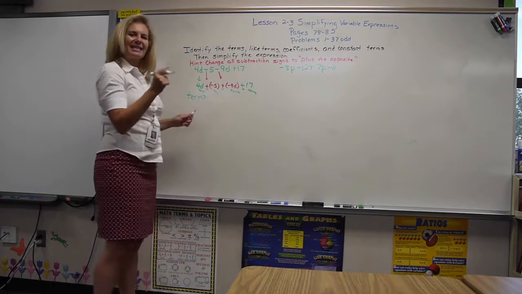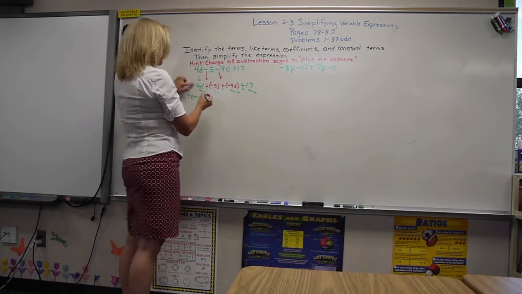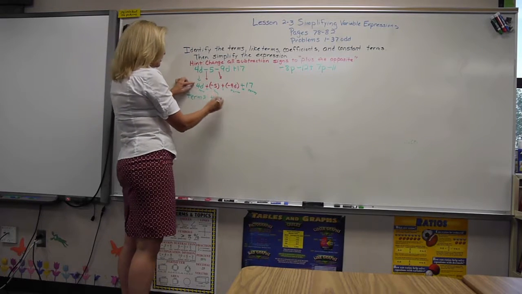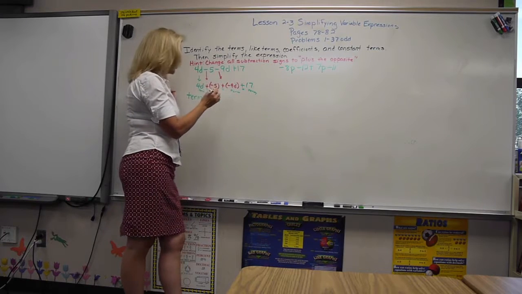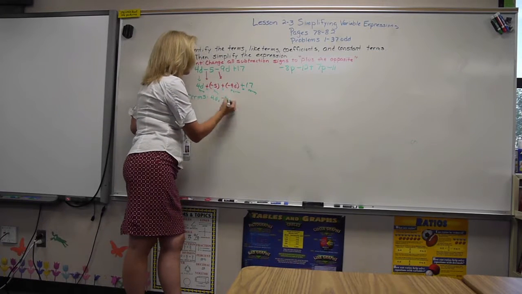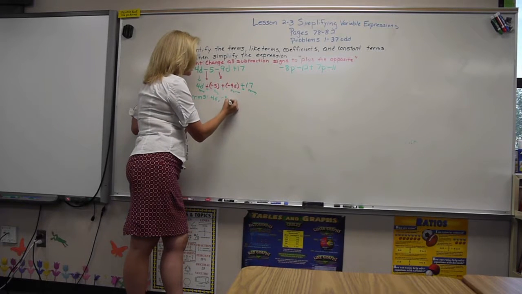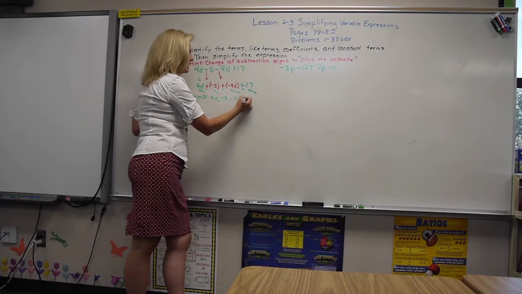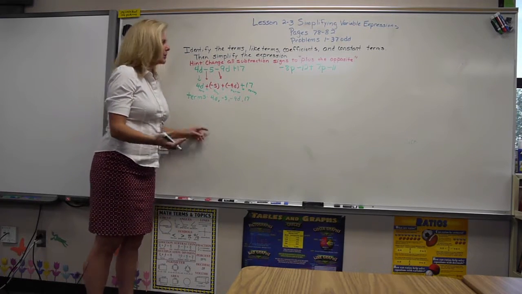So when I go to identify my terms, I'm going to go in the order that they were given. So 4D is a term and it's positive. But now I can see that my negative 5 is a term, but that's not a positive 5, it's a negative 5. I can see that my next term is negative 9D, and my final term is 17. So those would be all the terms.